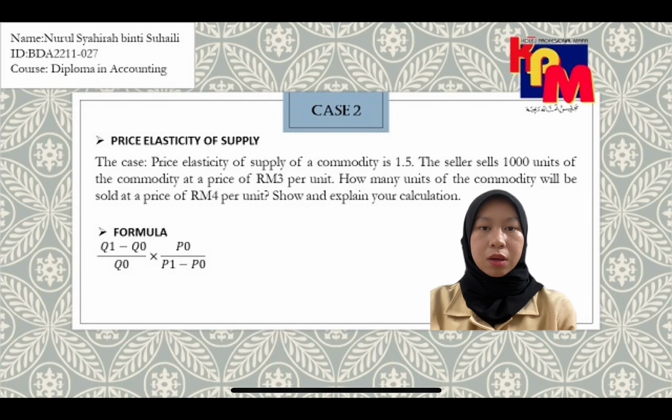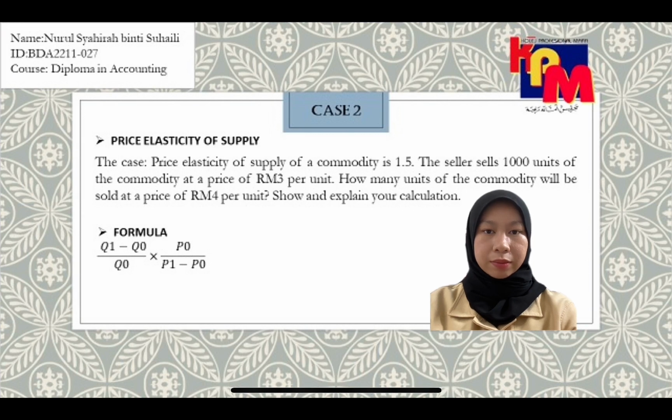2211027. Today, I would like to present for case 2, the subtopic of price elasticity of supply. The case is the price elasticity of supply of a commodity is 1.5. The seller sells 1,000 units of the commodity at a price of 3 ringgit per unit. How many units of the commodity will be sold at a price of 4 ringgit per unit? Show and explain your calculation.